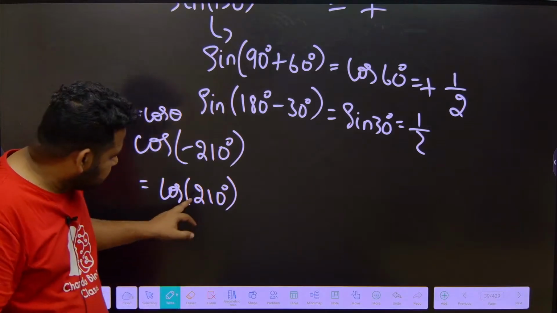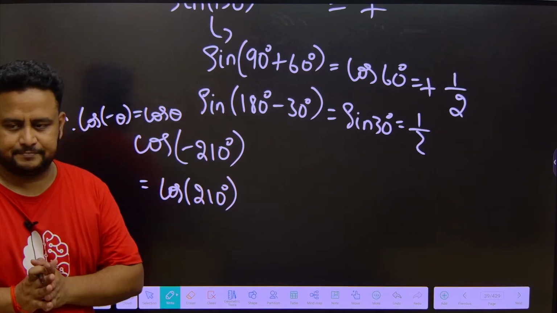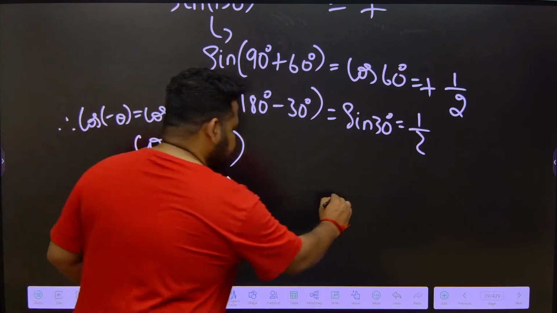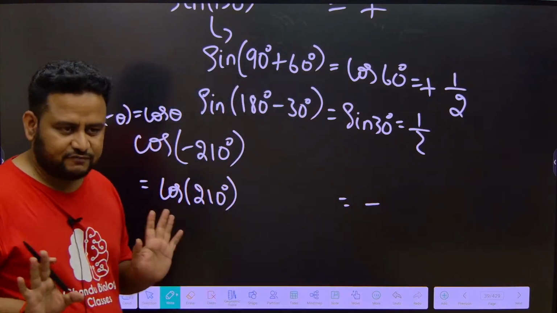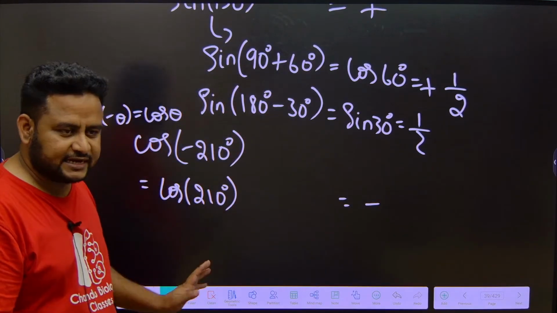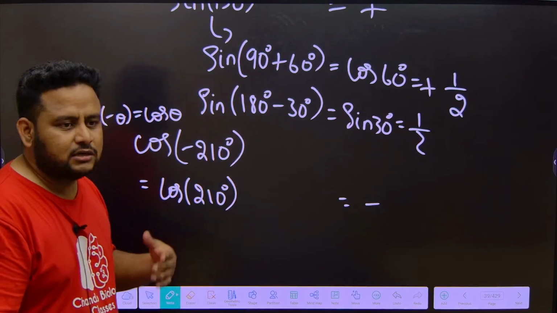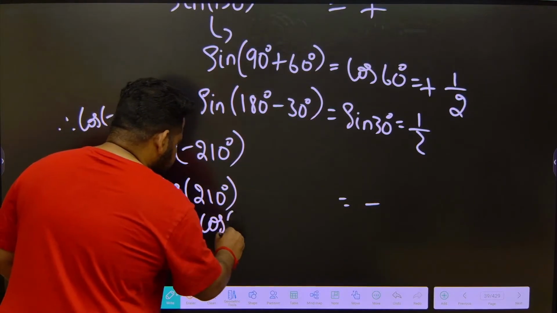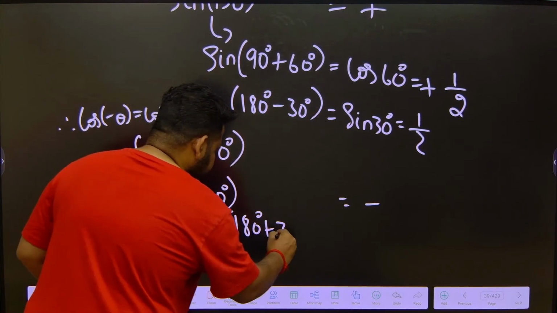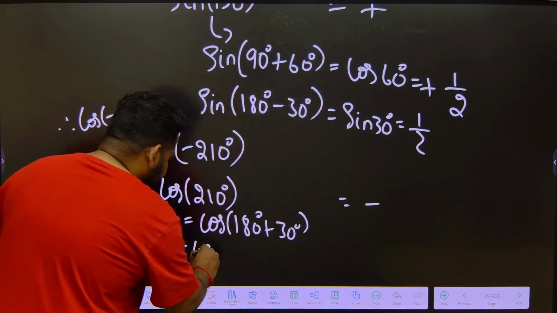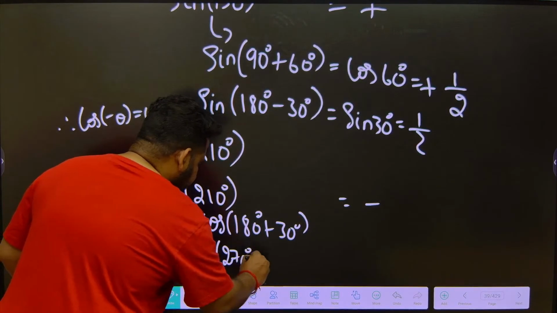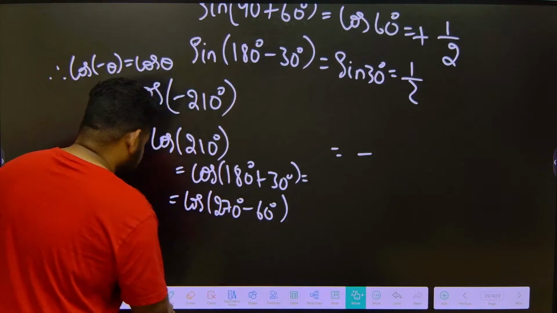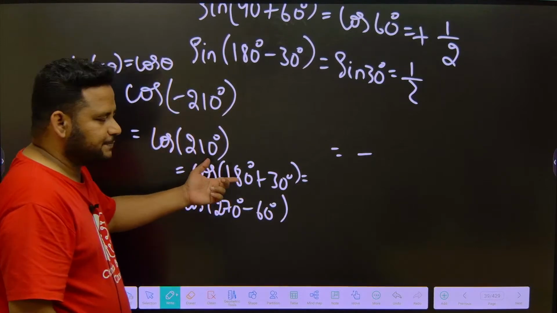Now observe this. 210 degree is in which quadrant? Third quadrant. In the third quadrant cos is positive or negative? Negative. So the answer which I get will be negative. Correct? So how to write 210 degree? I can write it as 180 plus 30 or 270 minus 60. Let me write the two ways: cos of 180 plus 30, and another way is cos of 270 minus 60. Now observe this carefully. 180 is an odd multiple or even multiple of pi by 2?